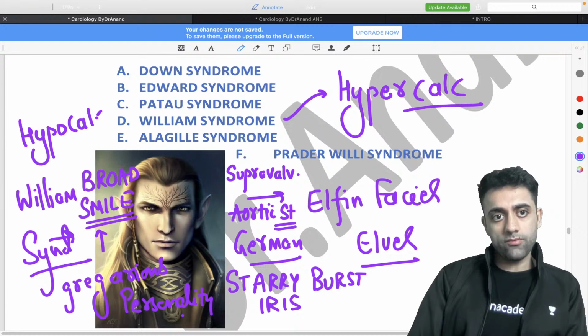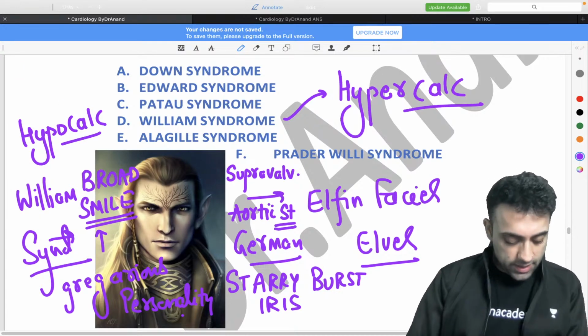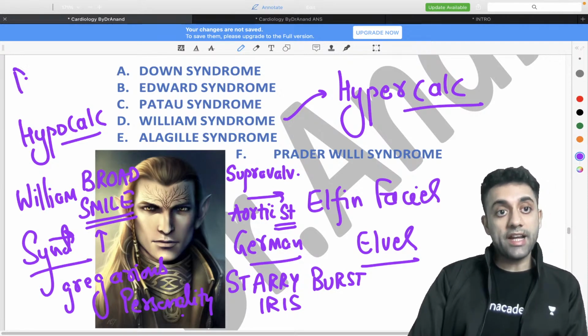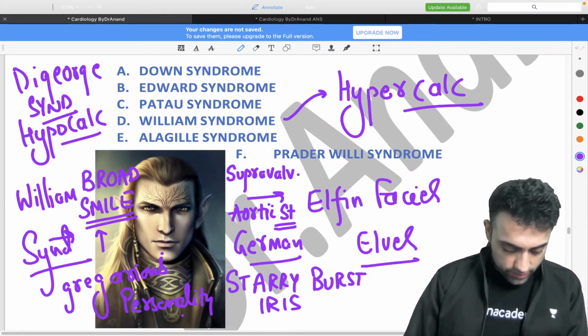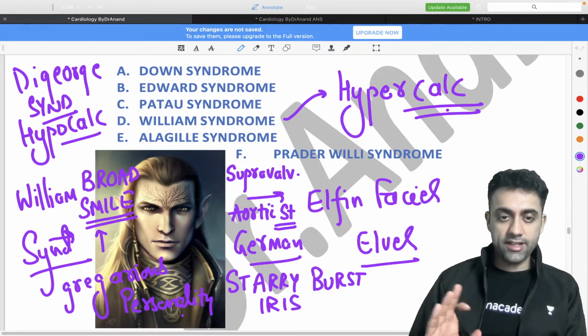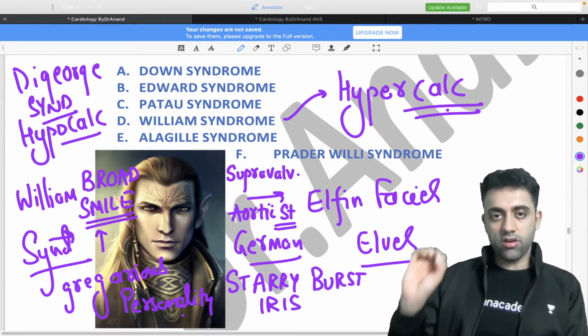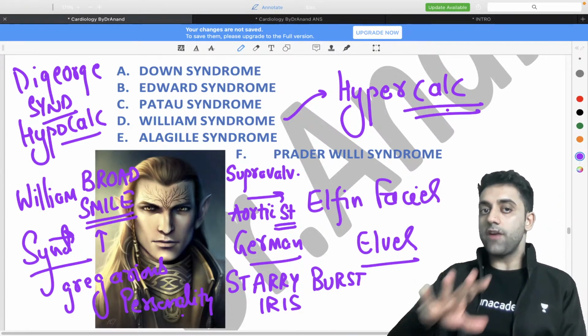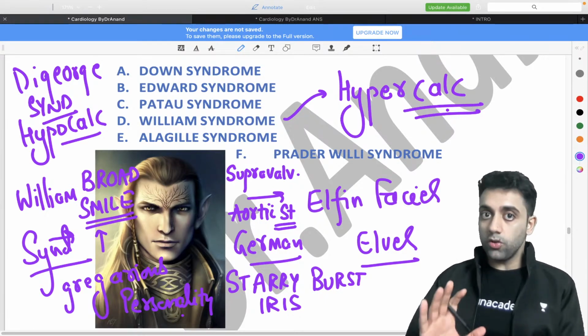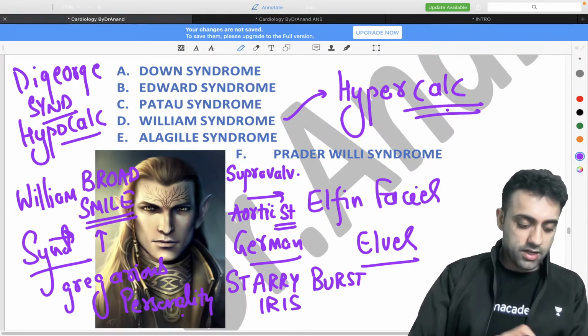Which was the syndrome where we see hypocalcemia? Anyone? Any random guesses? Exactly. We see hypocalcemia in DiGeorge syndrome. In Williams syndrome, we see hypercalcemia. Right? So please press the like button or say yes that you have understood this much, because we are covering very important and good quality questions on pediatric cardiology.